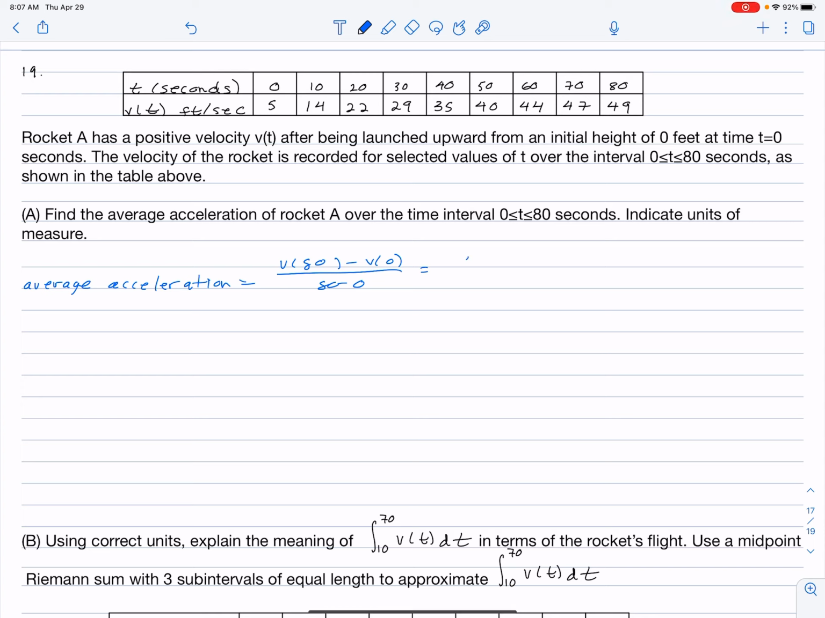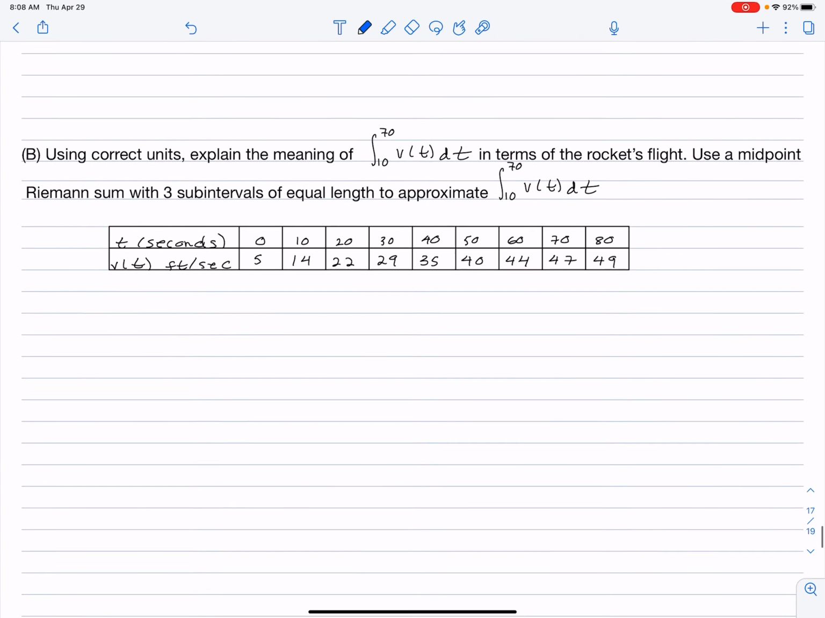So in this case, we would get 49 minus 5. V of 80 is 49, v of 0 is 5, over 80 minus 0. So that would be 44 over 80. If we wanted to simplify that, we could, but there isn't any reason to. So what are our units here? It says indicate units. We are looking at an average acceleration. We took the velocity and divided it by time, so our units are going to be feet divided by time twice, so feet per second squared. Okay, let's move right along.